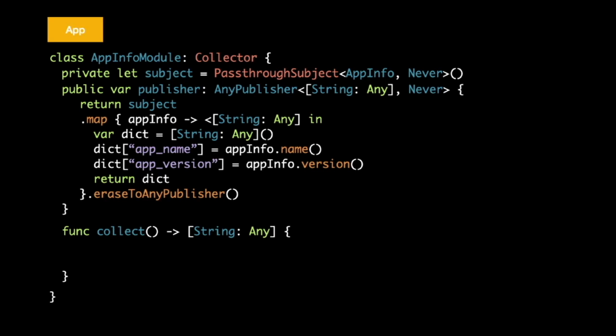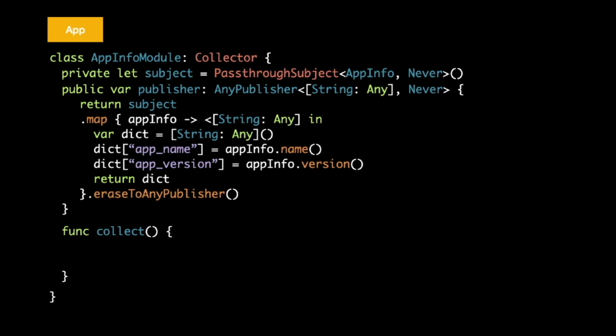Lastly, what we're going to do is change the collect method to not return a string any, since that's already handled by our public publisher property. So we're going to change the collector protocol to just have the collect method, but not return that string any dictionary since it's already returned in the publisher. The core module will subscribe to that publisher instead.